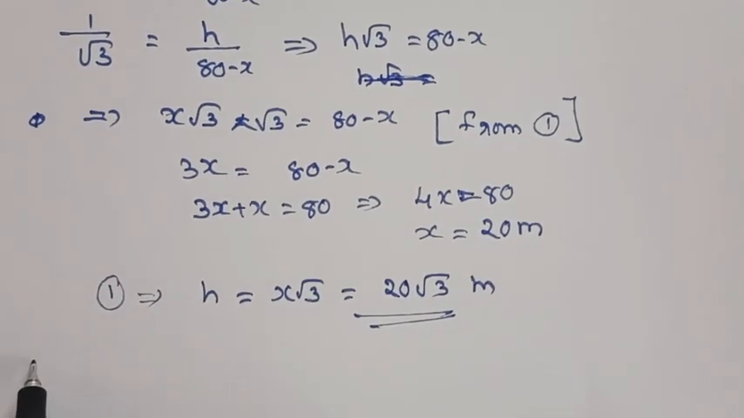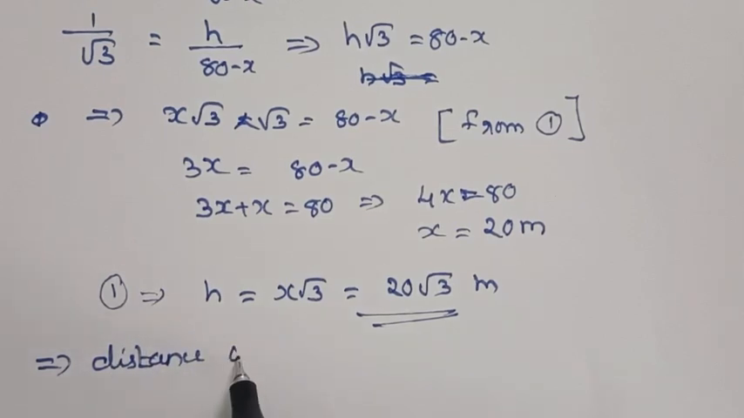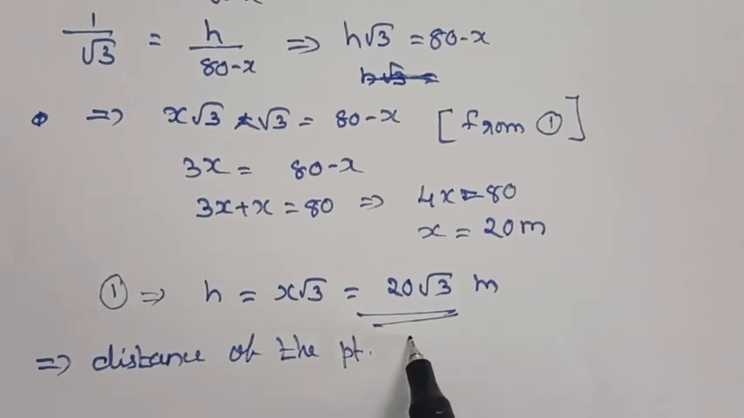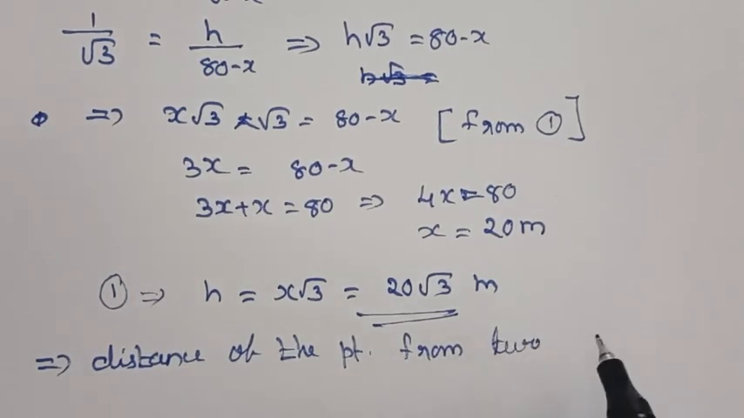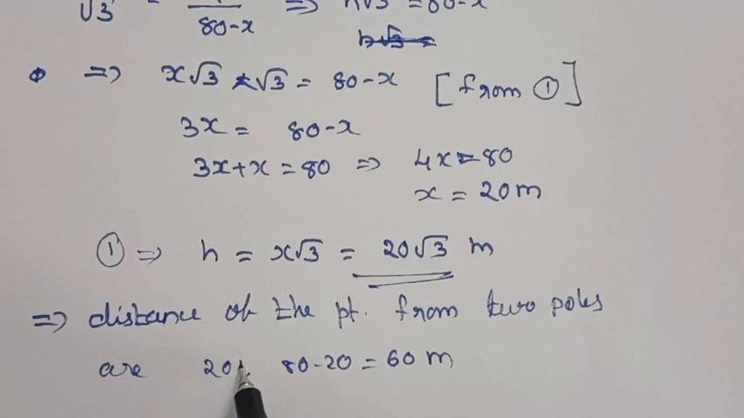So write the final answer. The distances of the point from the two poles are: first one is 20, and second is 80 minus 20, that is equal to 60 meters. 20 meters and 60 meters respectively.